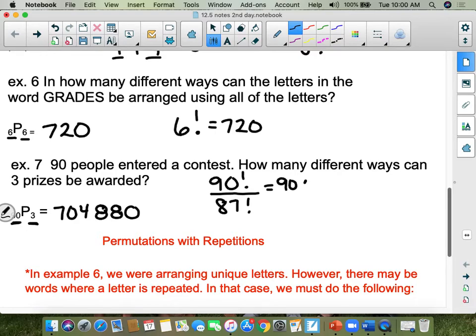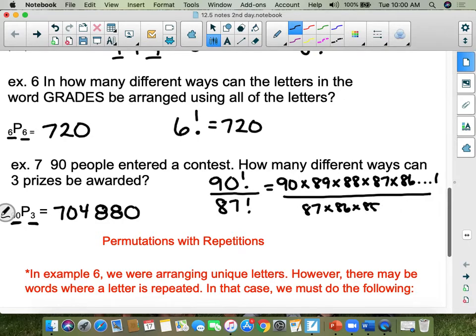You start doing 90 times 89 times 88 times 87 times 86 down to 1. And this is 87 times 86 times 85 down to 1. The 87 and the 87, the 86 and the 86, the 85 all the way down, all this cancels out, so the only thing you have left is 90 times 89 times 88. And you get the same answer, 704,880.